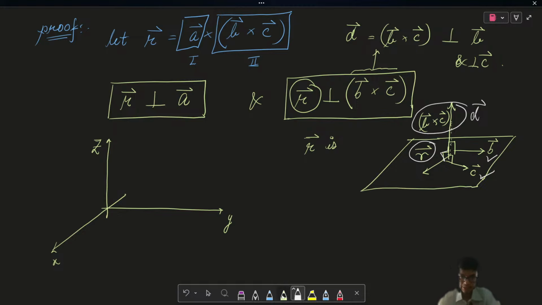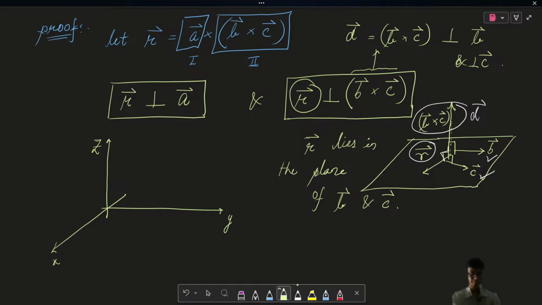So therefore what I can conclude over here is that r lies in the plane of b vector and c vector. So the result, that means my r vector, is definitely going to lie in the plane of b and c vectors, right?